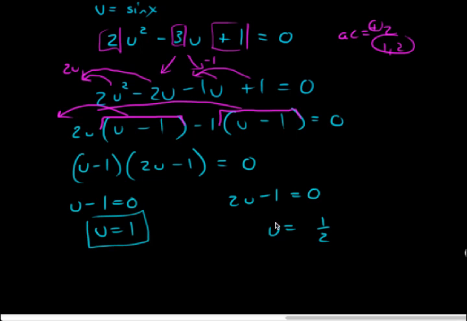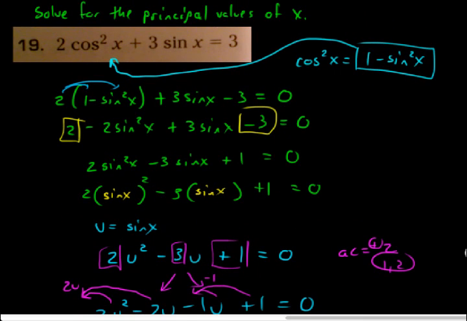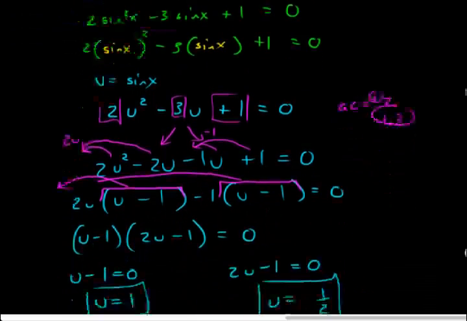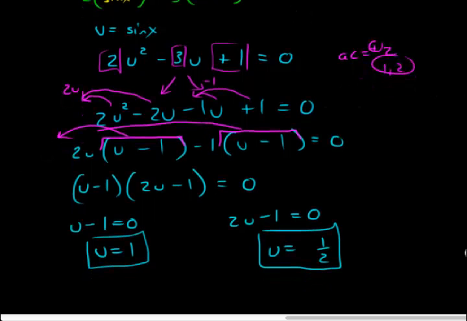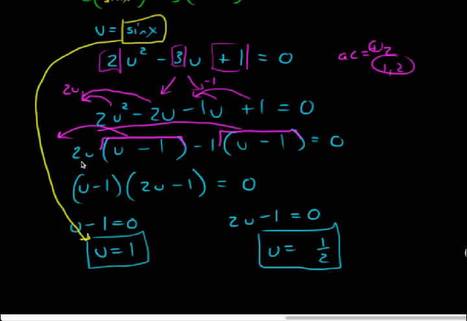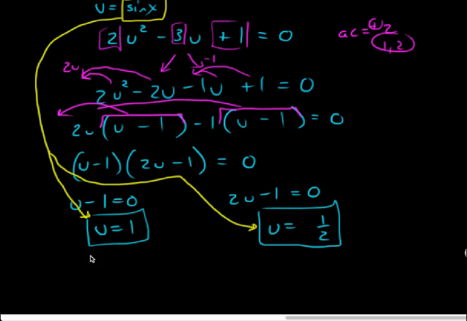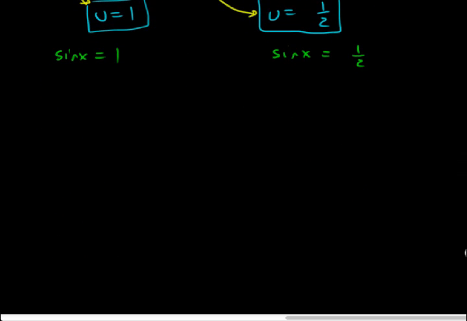However, if you remember all the way back to the beginning of this problem, we weren't interested in originally solving for u, we were interested in solving for x. So the way I can do that is plug, well, hey, sine x is equal to u, so I can plug this back in for u in both cases and solve. So I will have sine x equals 1 and sine x equals 1/2. And I'm interested in when are these expressions true.